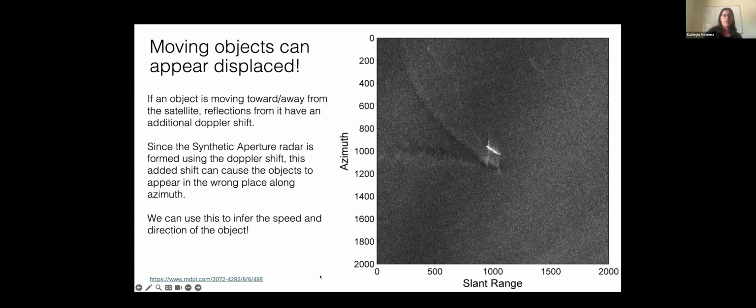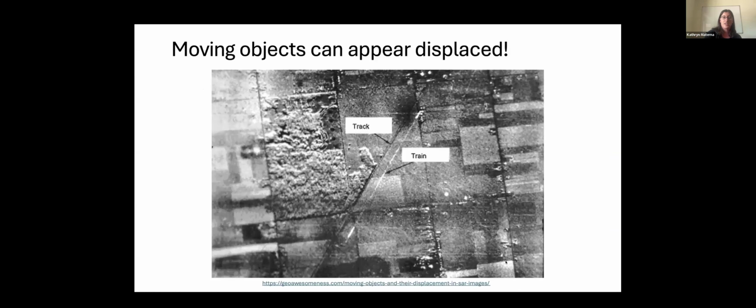Similarly, one other trick about radar is if you're illuminating an object that happens to be moving, the object in the returned image can appear displaced. This is because the SAR is using the Doppler shift to form and focus the image. So if this object has the wrong type of Doppler shift, because it is moving itself, it can appear in the wrong place. Here's an example of a train track, and the train was imaged during this pass of the satellite, and it appears offset from the train track.